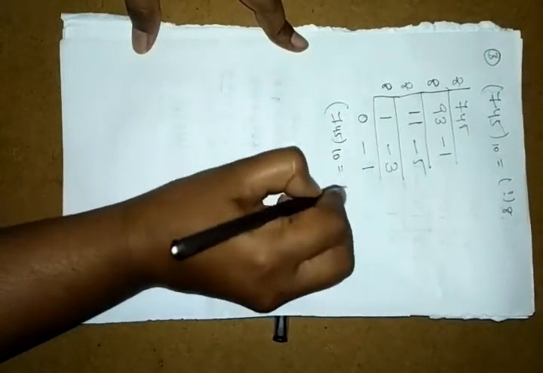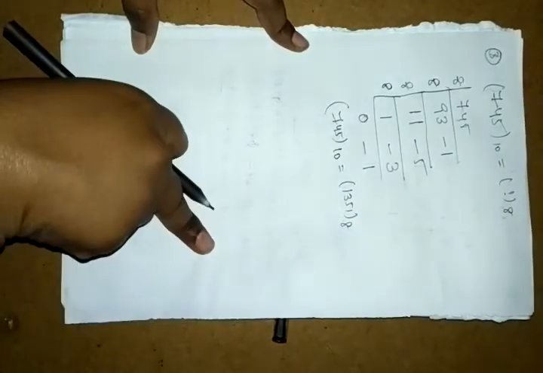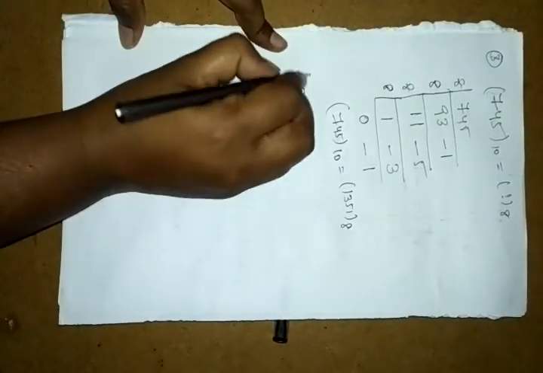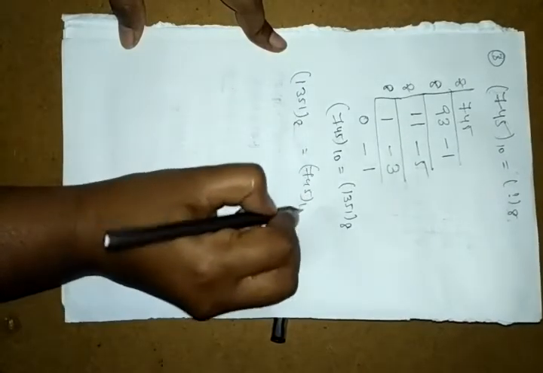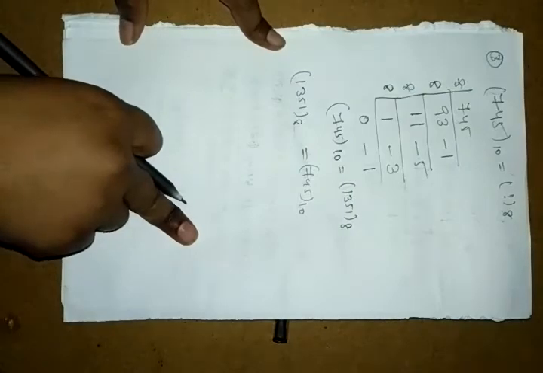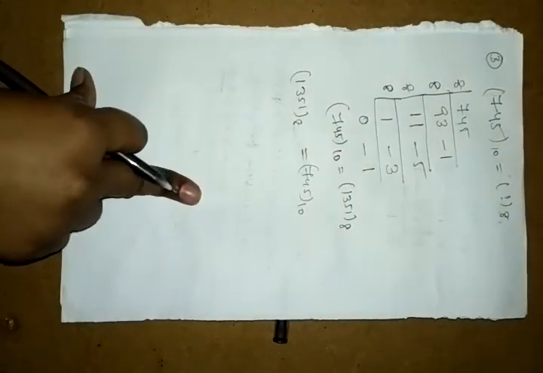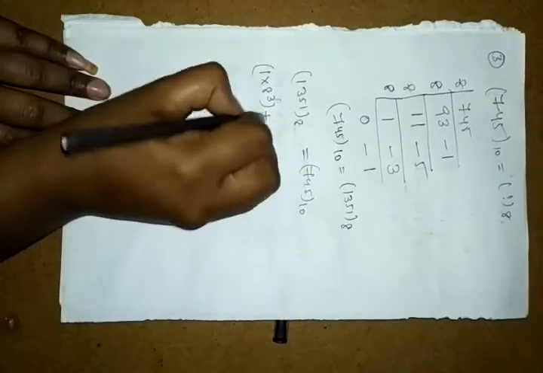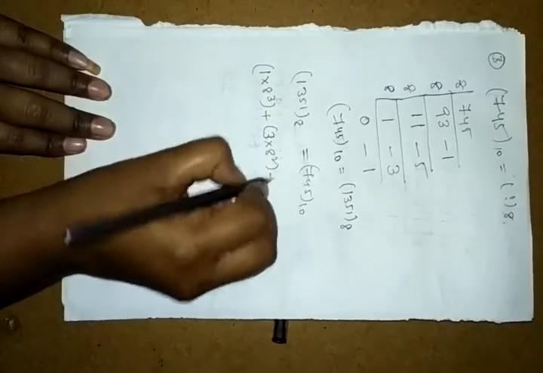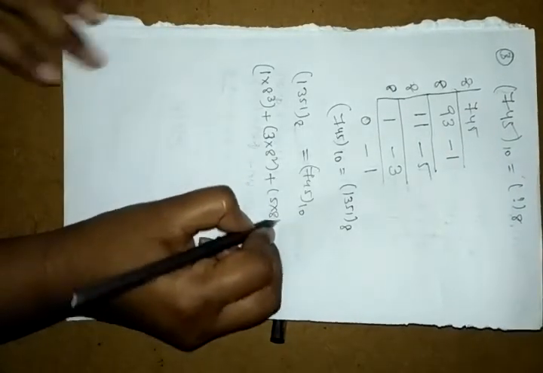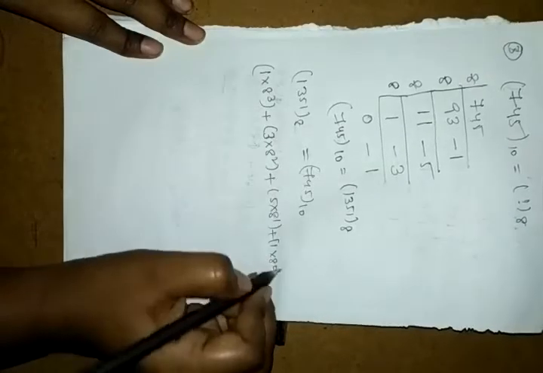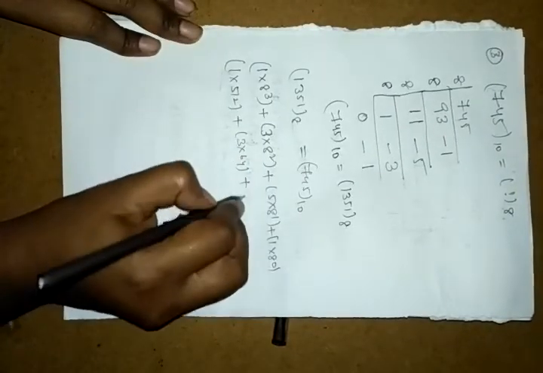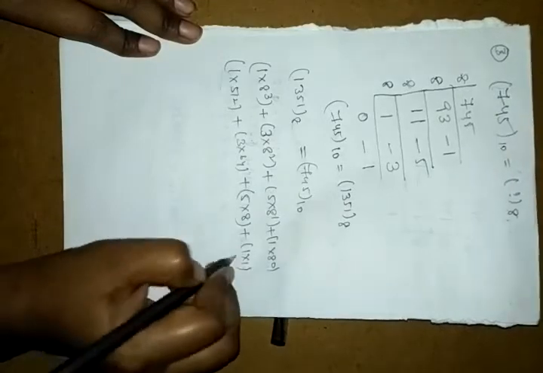745 base 10 equals to 1351 base 8. Now you can check this one in this method, right? 1351 base 8 equals to 745 base 10. 1 into 8 power 3 plus 3 into 8 power 2 plus 5 into 8 power 1 plus 1 into 8 power 0. 1 into 512 plus 3 into 64 plus 5 into 8 plus 1 into 1.